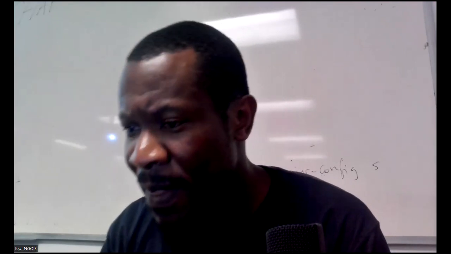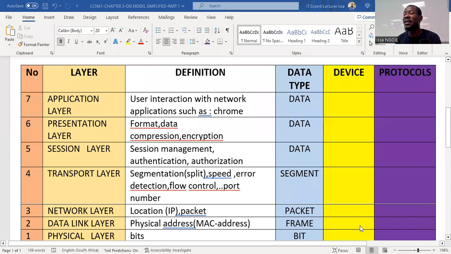Let's try to move forward. I'm going to share my screen for those who are watching me online. Now I'm going to add another column, data type, this is column number 4.